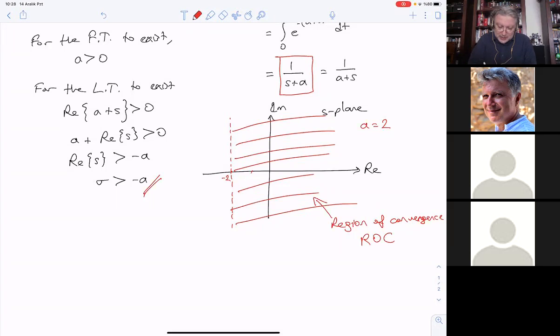You must always tell me this. Or you can show it on the S-plane like this. This is the region of convergence. So 1 over s plus a is the Laplace transform, and this plot is the region of convergence. Together, the two will be the correct answer.